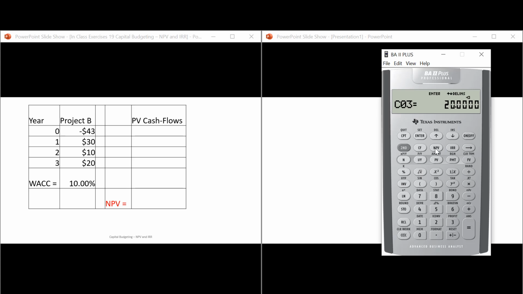Then we're going to put in the discount rate, so we go NPV, it cues us for the I, and our I is 10. Put that in, we've inputted all the data, so then we go the down arrow, it says compute NPV, and so we just go compute, and we get $7.56. Okay, so let's correspond those. If we did it the long way, we get $7.56. And again, what that means is that by doing this project, the stockholders' wealth would go up by $7.56 in present value terms.